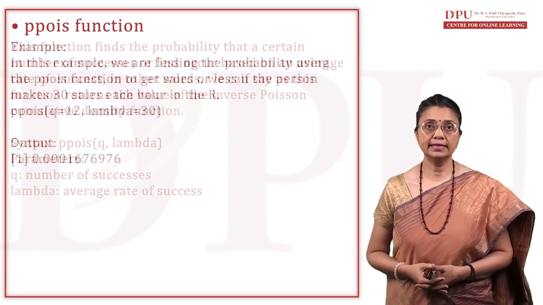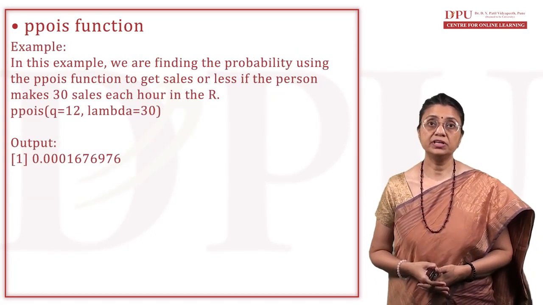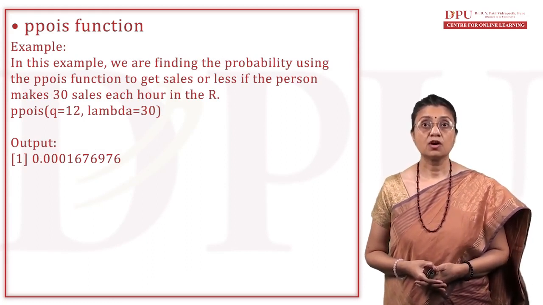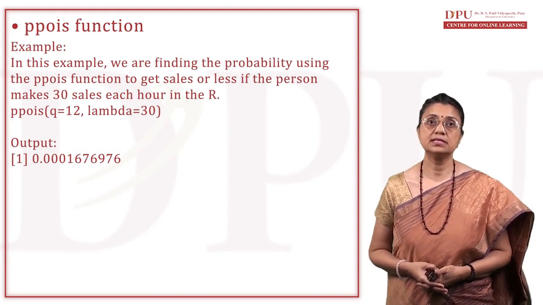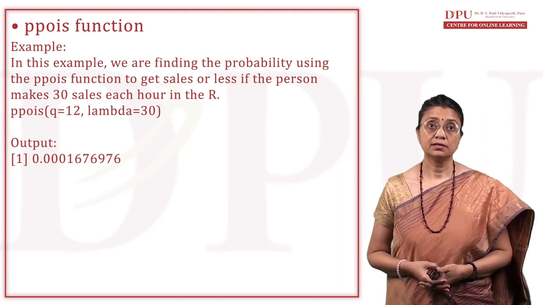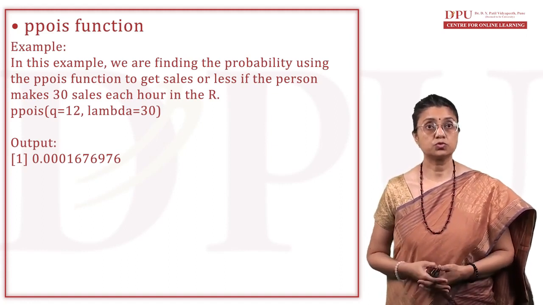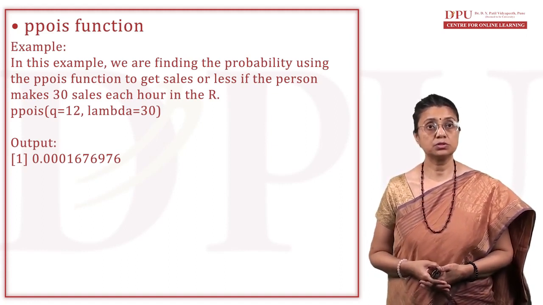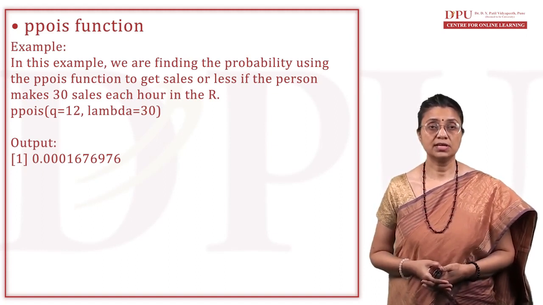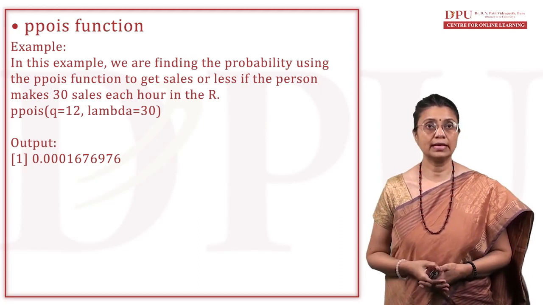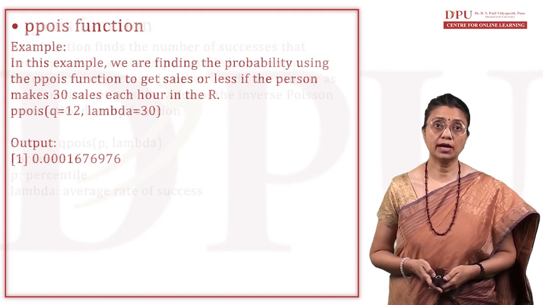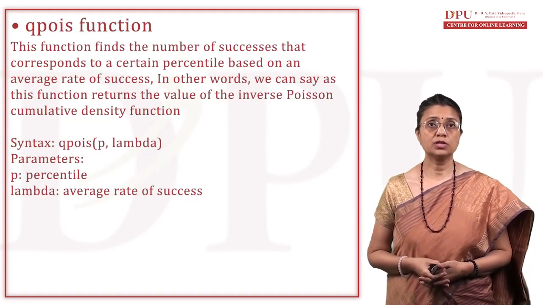Considering the example, we are finding the probability using the ppois function to get 12 sales or less if the person makes 30 sales each hour. You can see over here that ppois has q equal to 12 and lambda equal to 30. You can see the output 0.0001. Next, we have the qpois function.